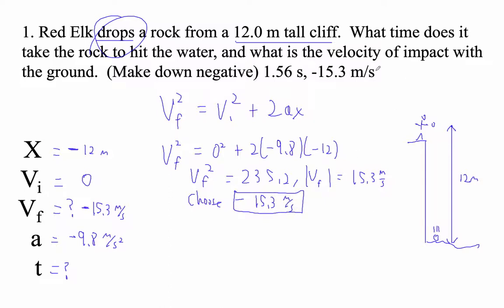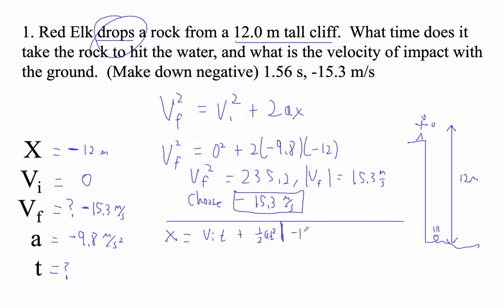All right, and then let's see, what time does it take to hit the water? Let's figure that out, time. What we could do is use this equation to find the time. We could use x equals VIT plus one half AT squared. Now there's other things we could do to find the time, but this is the one that doesn't require me to know the final velocity, so I'm going to use that. I feel like it's better.